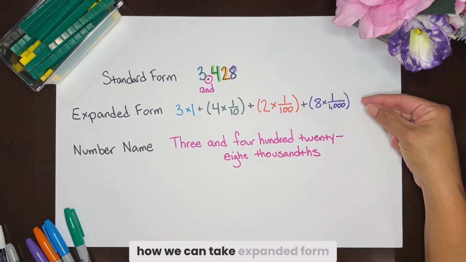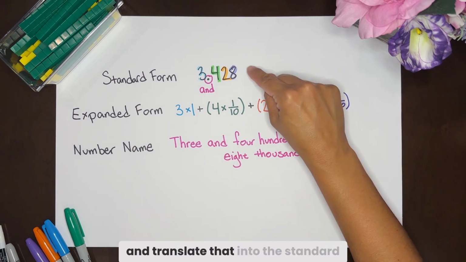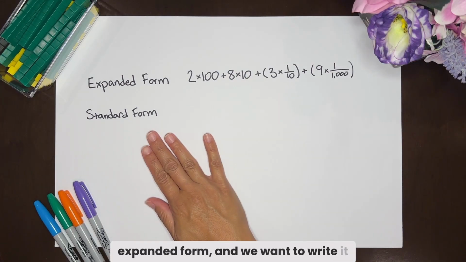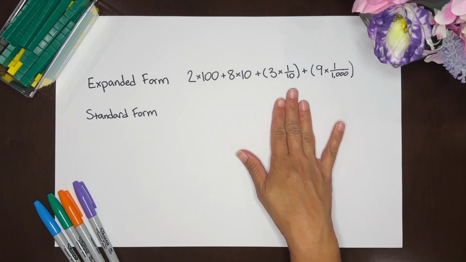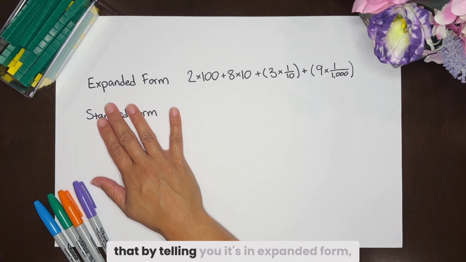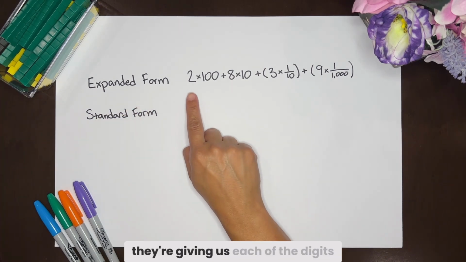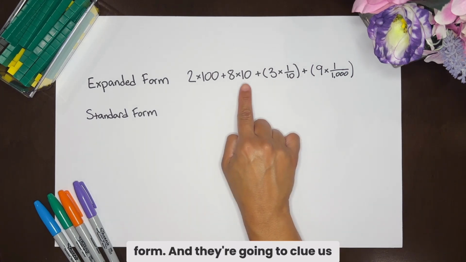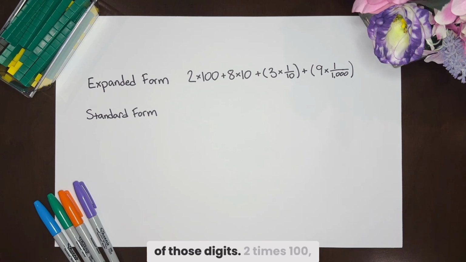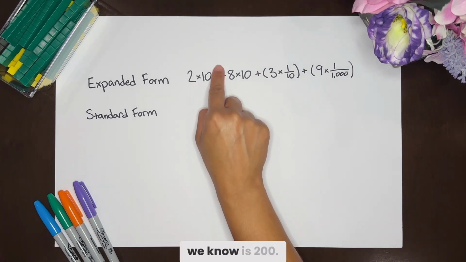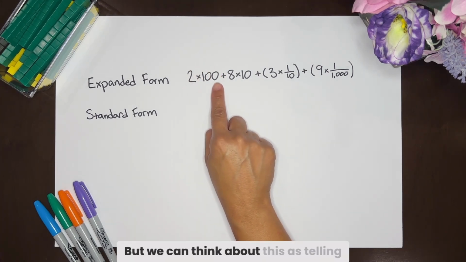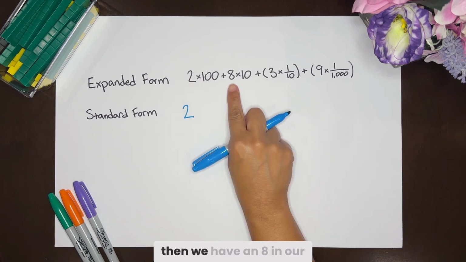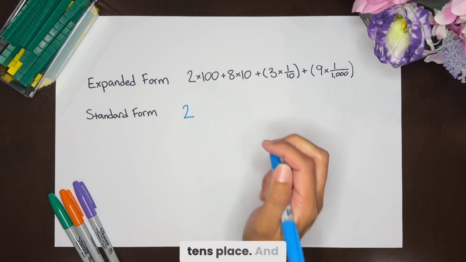Now let's see how we can take expanded form and translate that into the standard form. Here we have a number in expanded form, and we want to write it in standard form. Now this looks so strange, but remember that by telling you it's an expanded form, they're giving us each of the digits that are going to show up in the standard form, and they're going to clue us in to the place value for each of those digits. 2 times 100 we know is 200, but we can think about this as telling us that we have a 2 in our hundreds place, and then we have an 8 in our tens place.